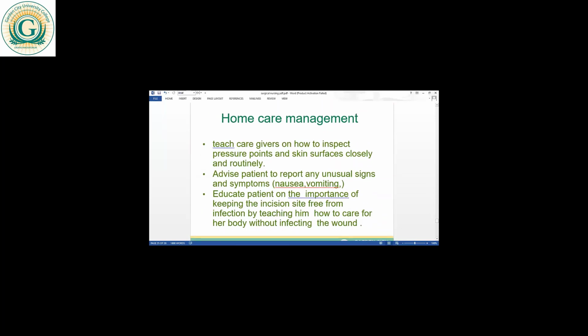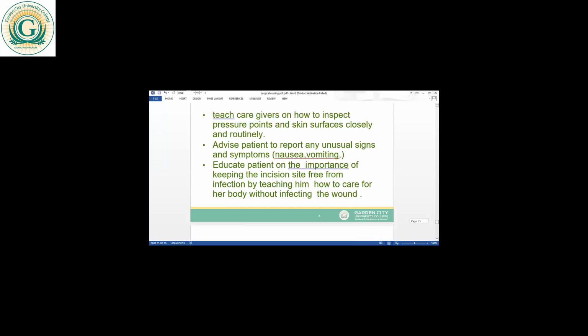Home care management also, we highlighted that we will teach caregivers how to inspect pressure points and skin surfaces closely and routinely to prevent bed sores. We advise patients to report any unusual signs and symptoms like nausea and vomiting because of the drugs and the disease process. We educate patients on the importance of keeping the incision site free from any infection by teaching them how to care for their body without infecting it.